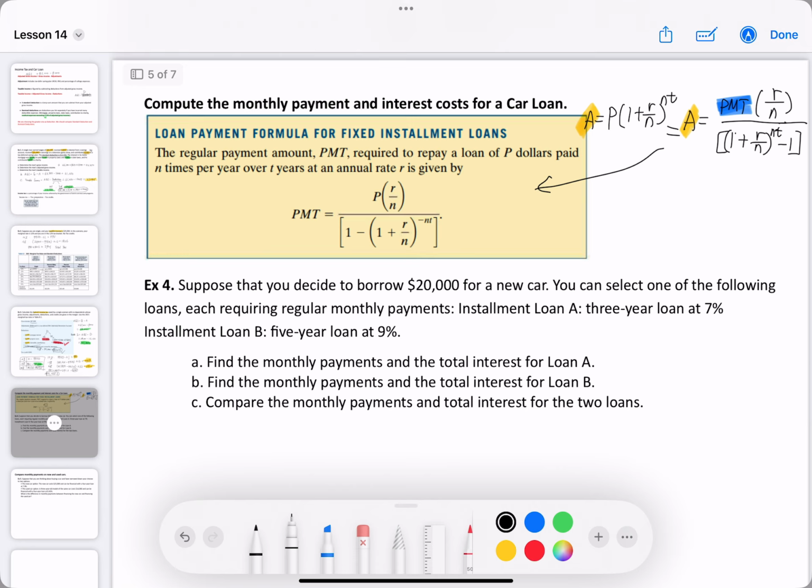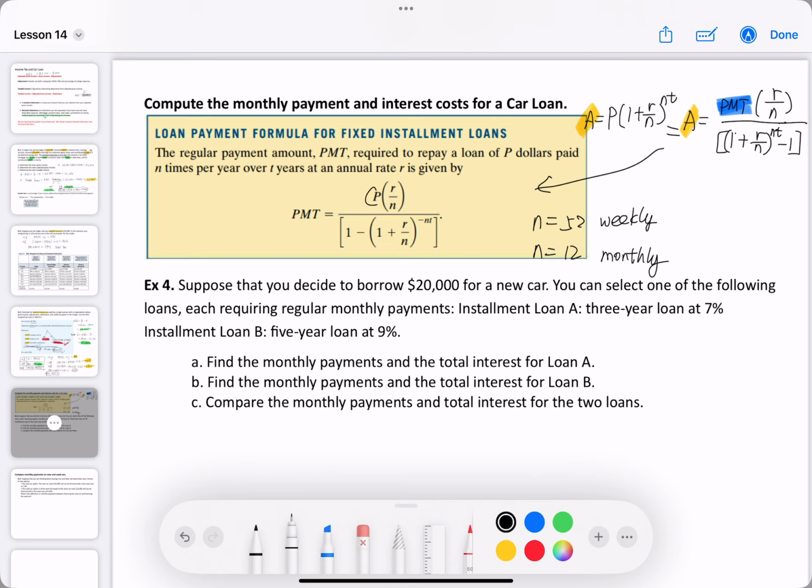So PMT is every month. Sometimes you're not paying monthly, you're paying weekly. So if you are paying weekly, N equals 52. And if N equals 12, you are paying monthly. Most of the time, we are paying our car loan and mortgage monthly. So most of the time, N equals 12.